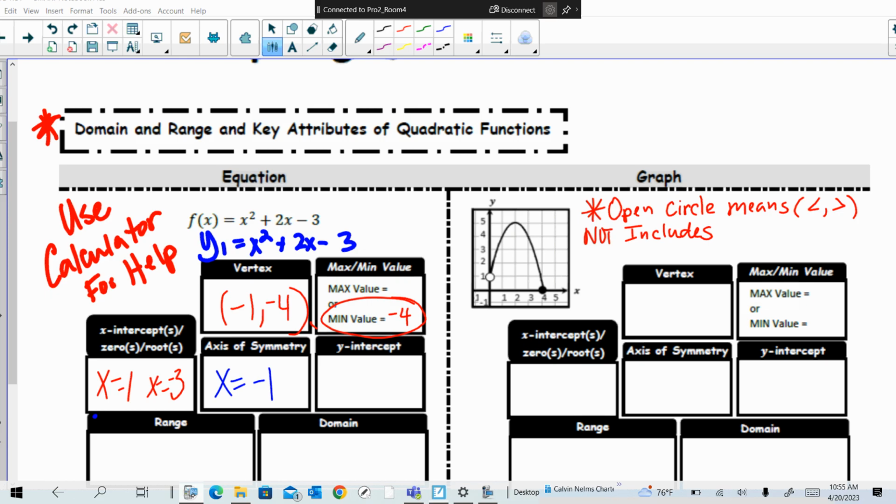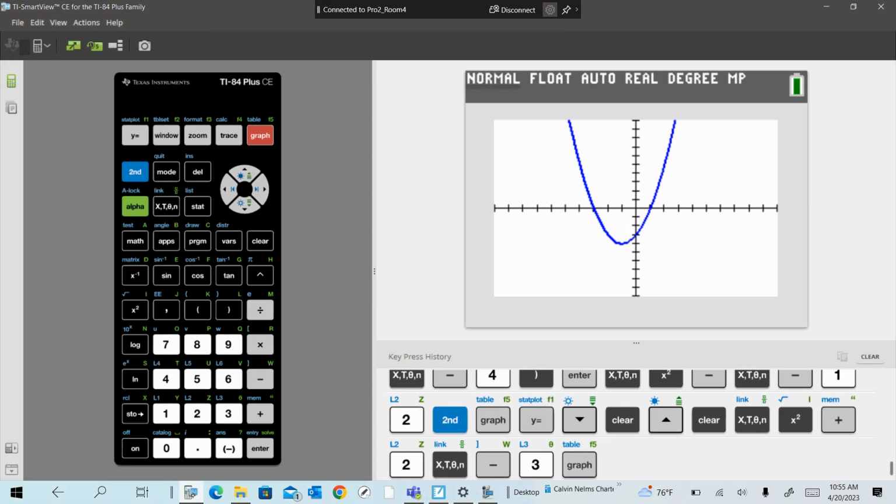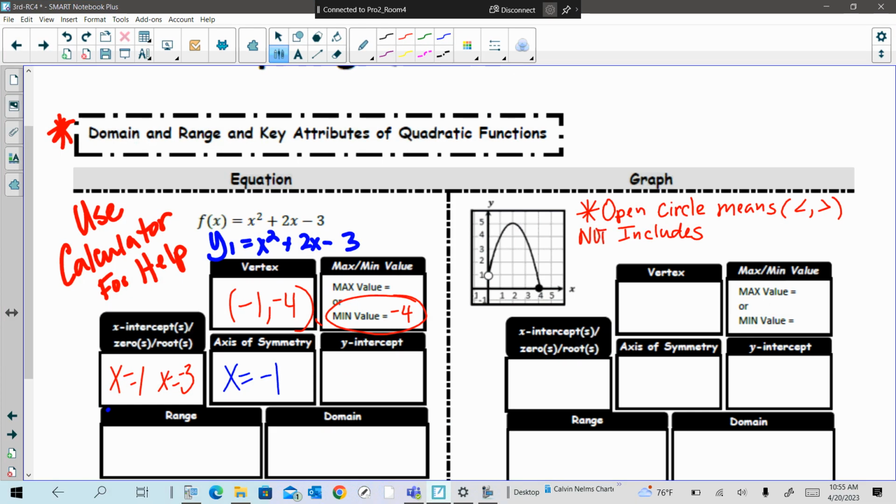On your graphing calculator, can you physically see the y-intercept? Yes, where is it at? Not -4. All right, so we're going to write it as a point, 0 comma -3. Y'all need to memorize that the y-intercept is when the x is 0. We need to see it as a point.